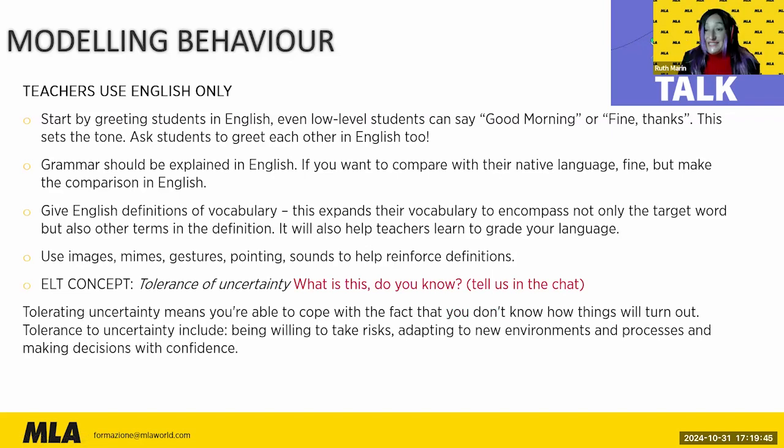We'll go ahead anyway. So basically, it's when you are able to cope with the fact that you don't know things, that you don't know how things will turn out. For example, you are willing to take a risk, you adapt to a new environment and a process, and you make decisions with confidence, because you tolerate the uncertainty. In ELT, this means that you may not understand every single word. You don't actually understand everything that's happening in the situation, but you can still cope.